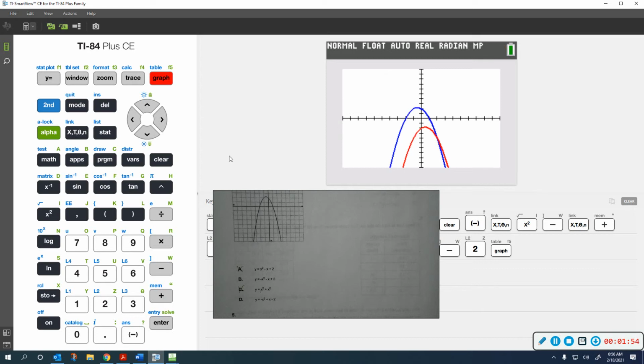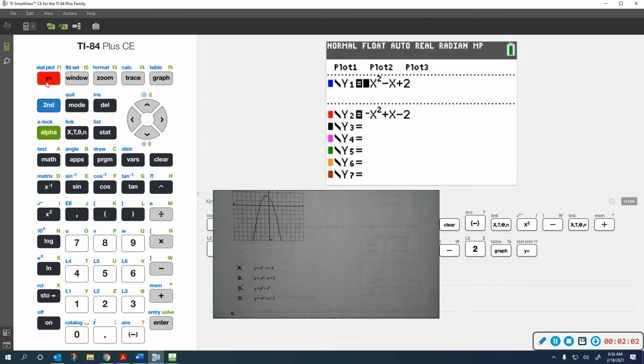And I see the other one, it goes down too far. So it is not the one with the minus 2, right? It was a red one. Yes, it is answer B.